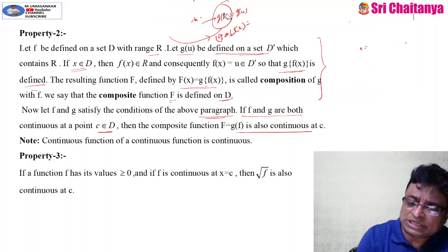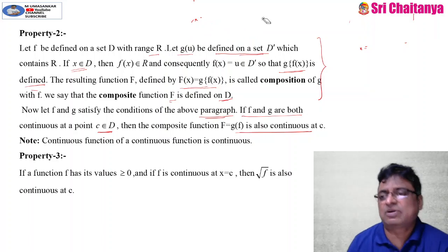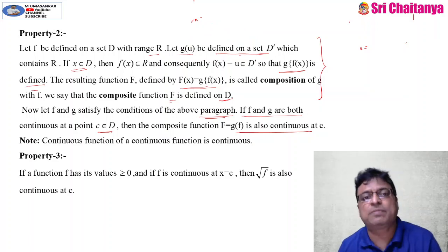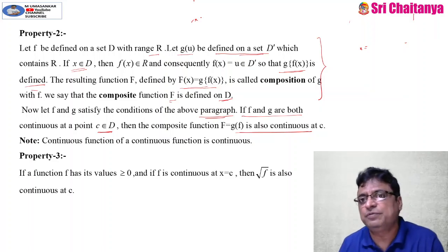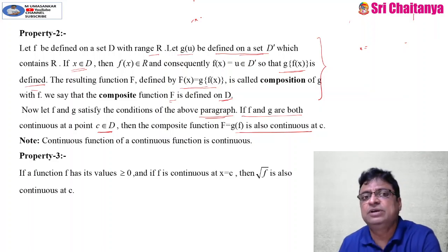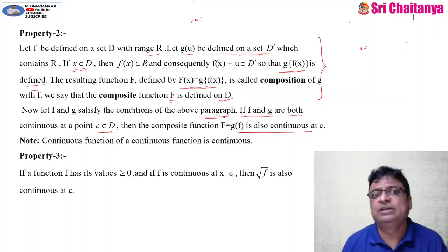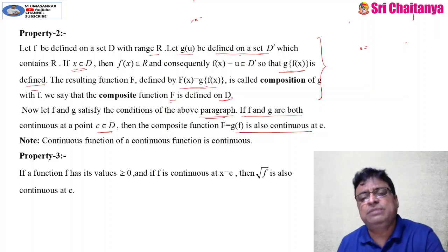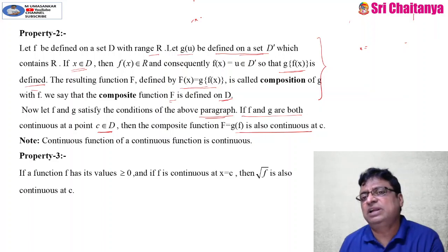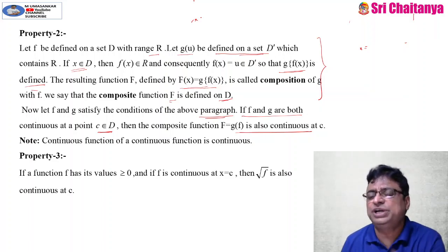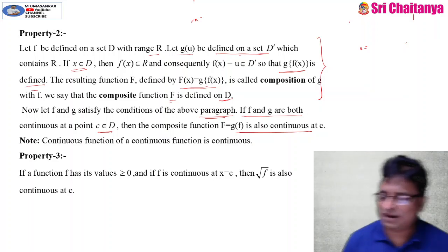So once again, very neatly, very clearly, I am stressing this more because it may create some confusion in your minds. Read it properly. Let f be defined on a set D with range R. Let g of u be defined on a set D dash, which contains R. If x belongs to D, then f of x belongs to R, and consequently f of x equal to u belongs to D dash, so that g of f of x is defined. Clear?